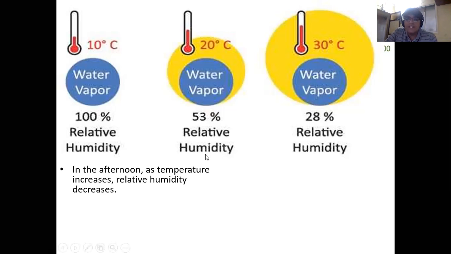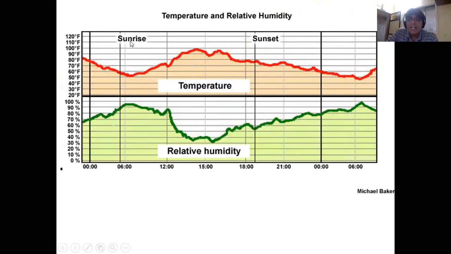In the afternoon, as the temperature increases, relative humidity decreases. See here now. During the time in the morning when the sunrise is occurring, the temperature decreases, so relative humidity increases. At afternoon, when the temperature is more, relative humidity is less because the moisture holding capacity has increased. At sunset, now when the temperature is decreasing, again relative humidity is increasing.